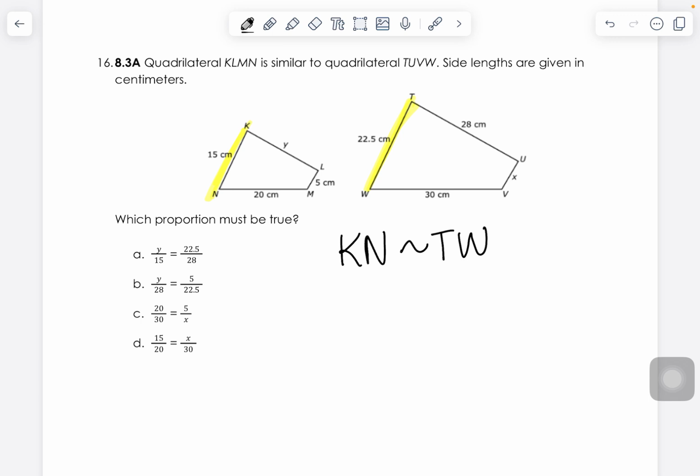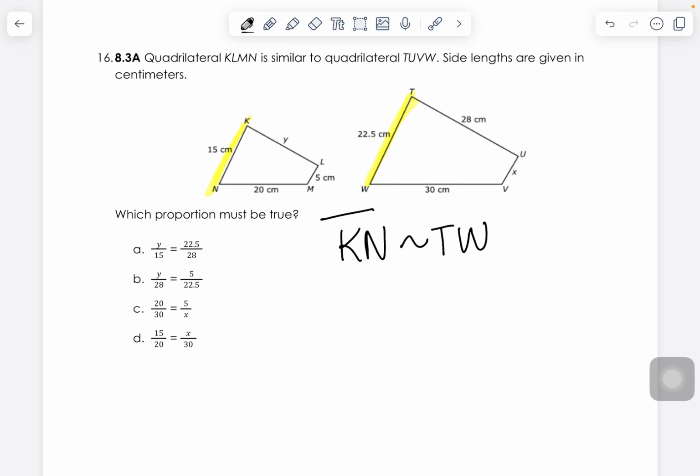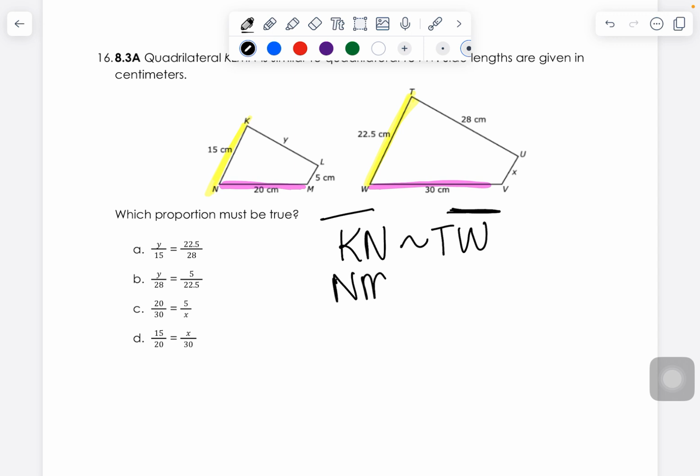Since we don't get the luxury of highlighting on our STAAR test, I also like to write down my side lengths. I'm going to do the smaller figure over here, and I'll do the bigger figure over here. But just for the sake that I can, I'm also going to highlight. NM is similar to WV. So side NM is similar to WV.